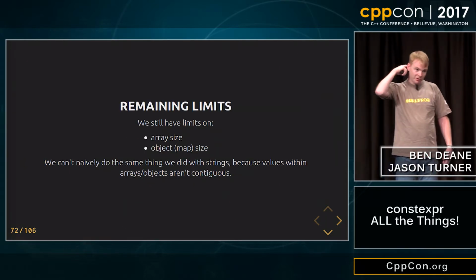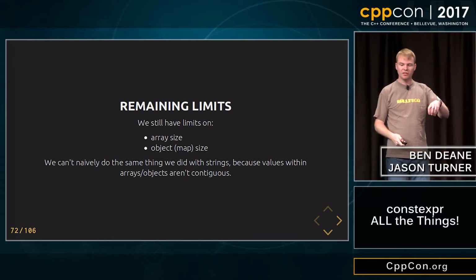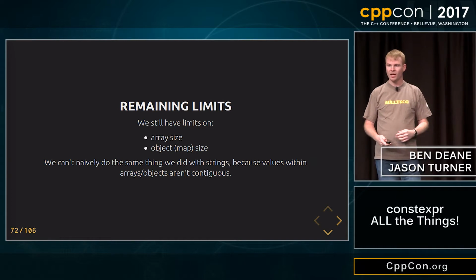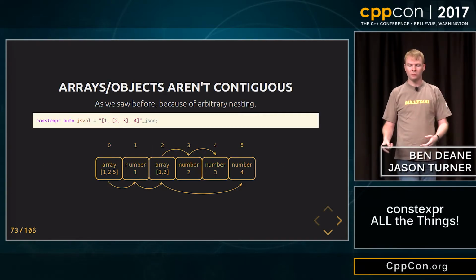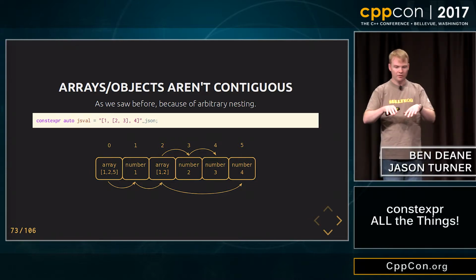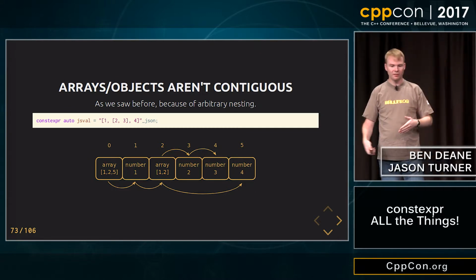We still have limits on array size and object size, though. And we can't naively get around these in the same way, because parsing is fundamentally a recursive thing. It's fundamentally doing a depth-first traversal of the parse tree. And so for that reason, things in an array don't have to be contiguous. You can see in this example that because the second element of that array is itself an array, the object layout is not contiguous. The children of the top-level array are not contiguous. That means we can't represent them naively with offset plus extent.